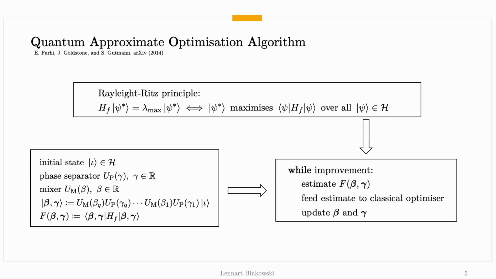And with this, we end up at our very simple algorithmic scheme. Why there's an improvement: we first estimate the value of F of beta and gamma by simply preparing these trial states several times and measuring them in the computational basis. Then we feed that estimate of the expectation value to a classical optimizer, which takes care of updating the parameters beta and gamma. With these new parameter values, we re-enter the quantum computer, prepare new trial states, and continue the loop, so on and so forth.